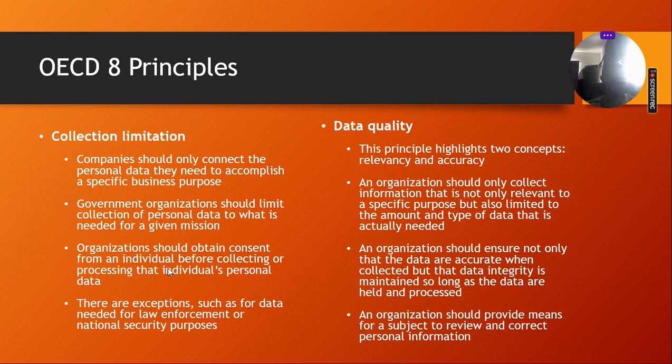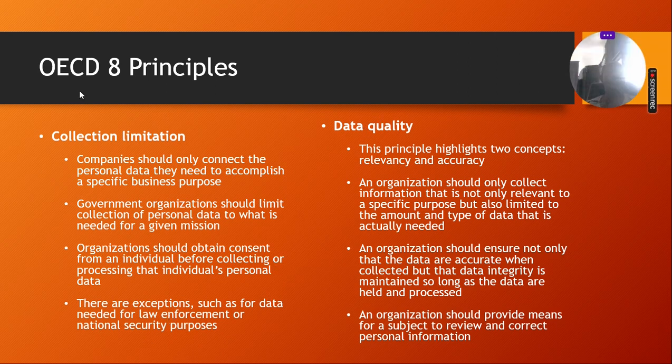Organizations should obtain consent from the individual before collecting or processing this information. So these organizations should obtain our acceptance, because with collection limitation, there's a limit to what they can collect. That's our number one principle from the OECD regulation. So we say there must be consent from us. If I don't accept, then you cannot collect from me. Okay, there are exemptions such as data needed for law enforcement or national security purposes. If it's for national security, then there's an exception.